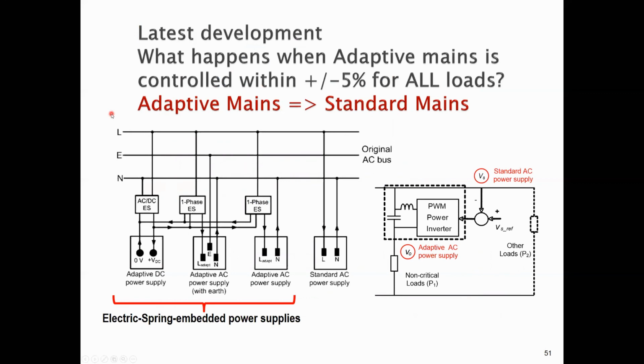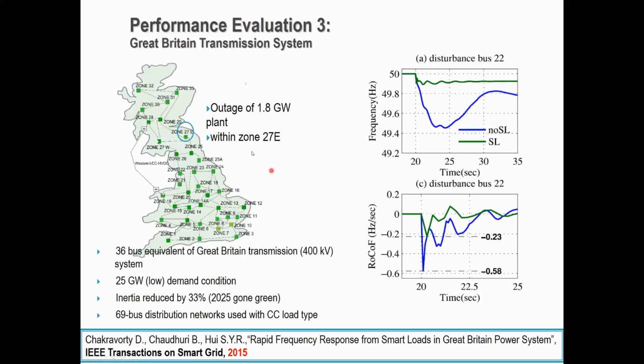Recently, we have a new breakthrough. So far in all my discussion, I separate the load into non-critical load and critical load. Now, to some people, it is not convenient. So we did a study. If we limit the voltage regulation of the adaptive power supply to be within plus or minus 5%, effectively, it has the same function as the well-regulated standard AC mains. So we put all the load under this adaptive power supply, but with a plus or minus 5% voltage tolerance. Here, we use it to study the entire United Kingdom power system.